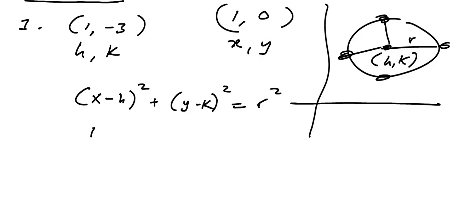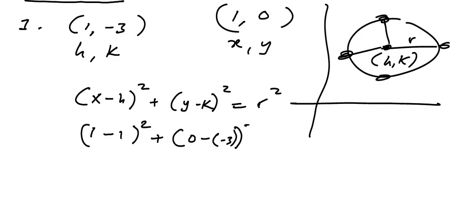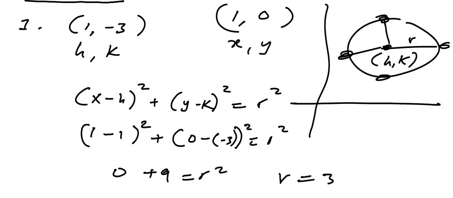So I'll put 1 where there's x, minus my h, which is 1 as well. I'm just trying to get the radius first. y is 0 minus -3, squared, is equal to r squared. This is going to be 0 plus 9, equals r squared, meaning my radius is 3.